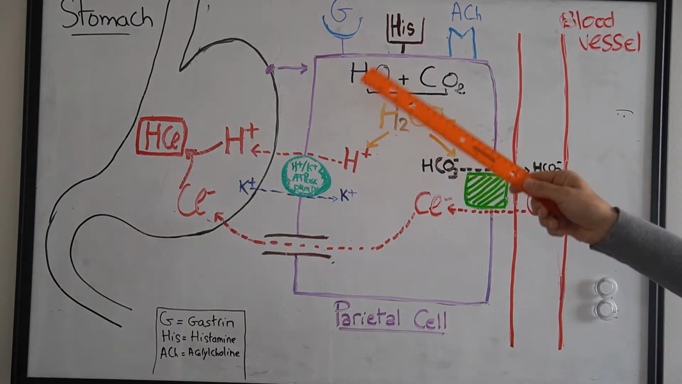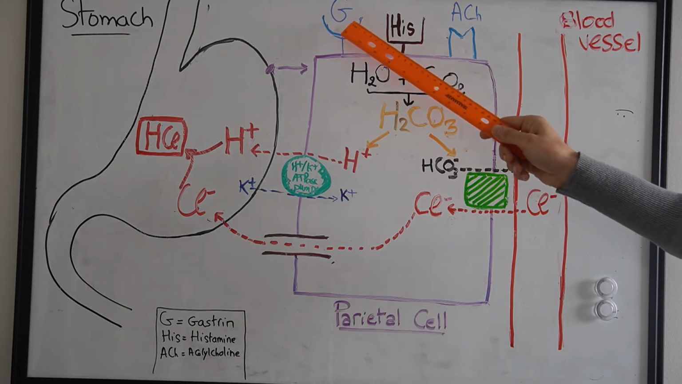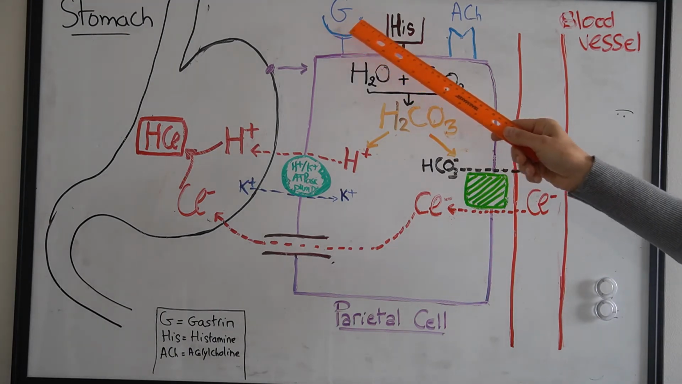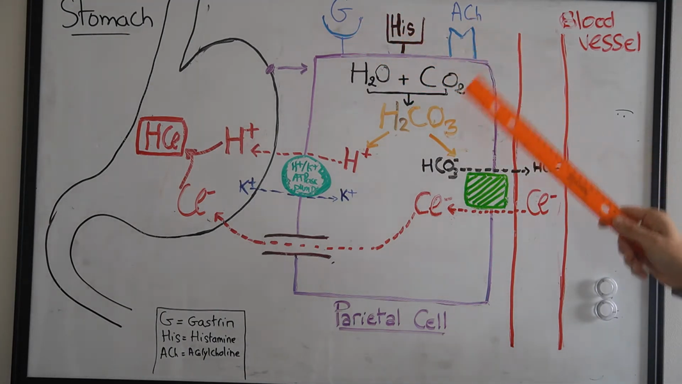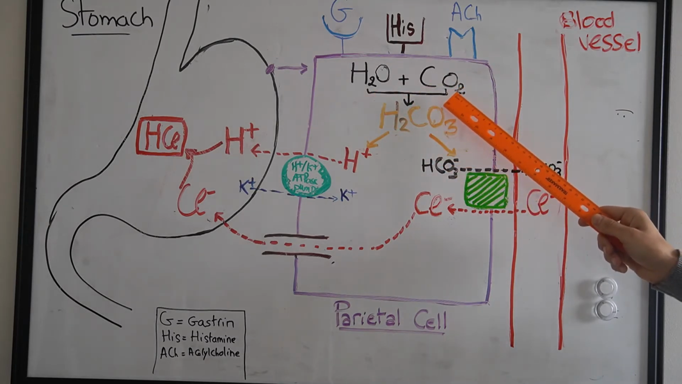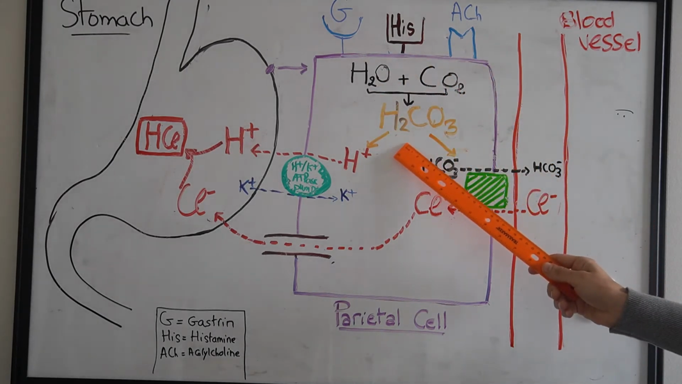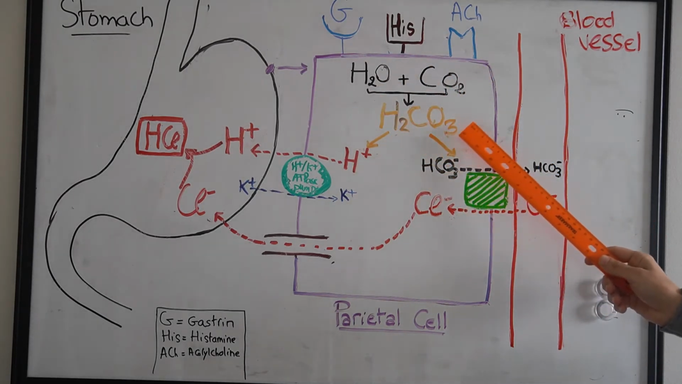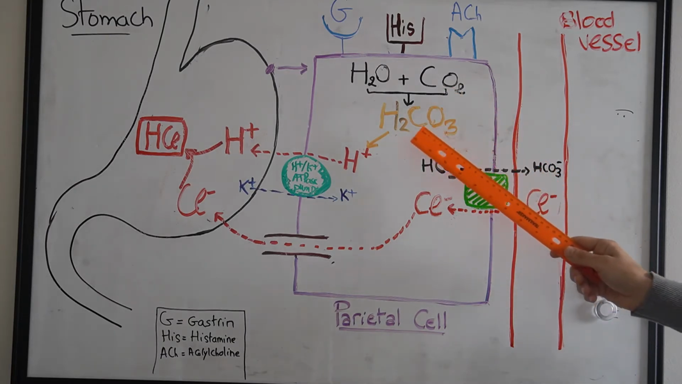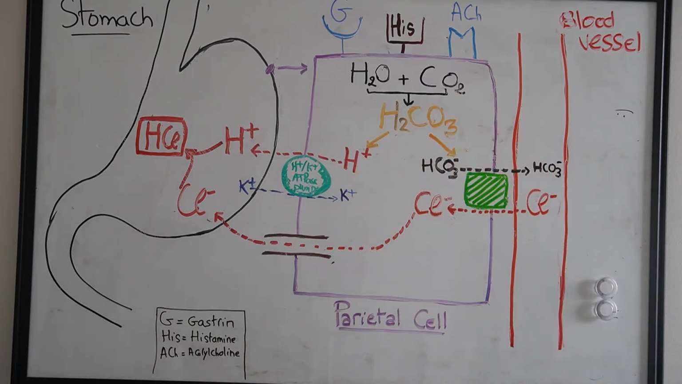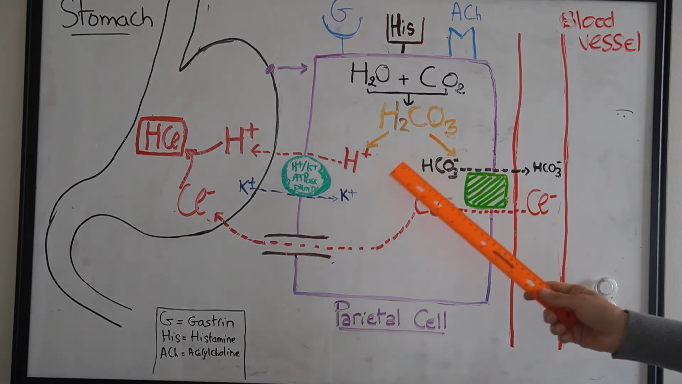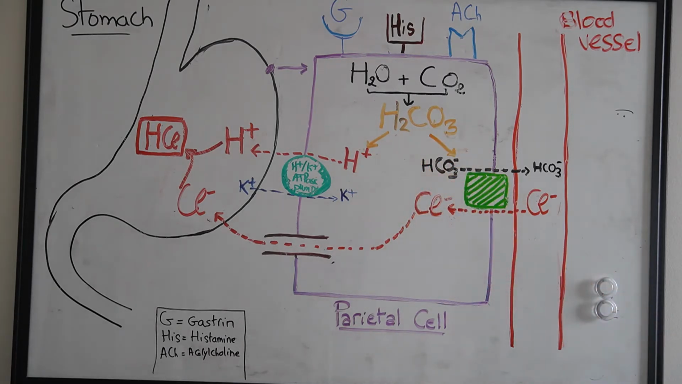So once these cells get activated by certain substances, which are gastrin, histamine, and acetylcholine, water and carbon dioxide derived from metabolic activity of parietal cells and blood combine to form carbonic acid, H2CO3. As a matter of fact, carbonic acid is a very unstable compound. It spontaneously splits into hydrogen and bicarbonate.